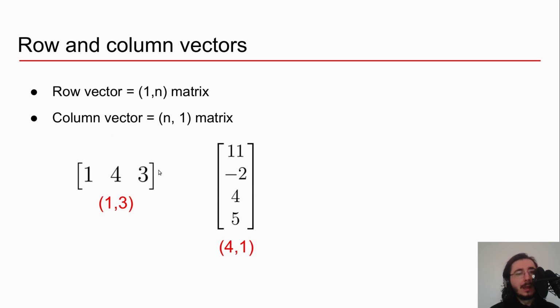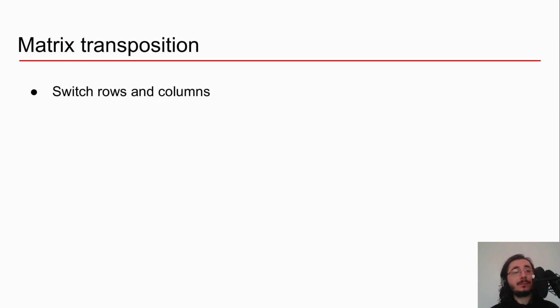And then here on the right, we have a column vector, and this column vector can be thought of as a matrix, and it's a 4 by 1 matrix. It's 4 rows here, and it's only 1 column. So this is a nice way of thinking of vectors as matrices.